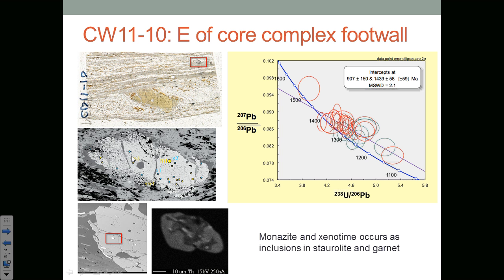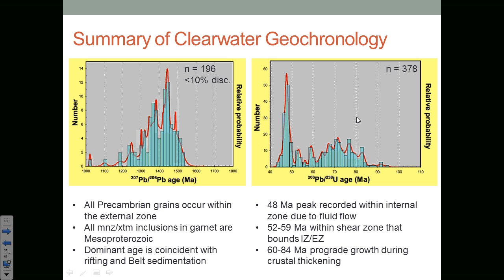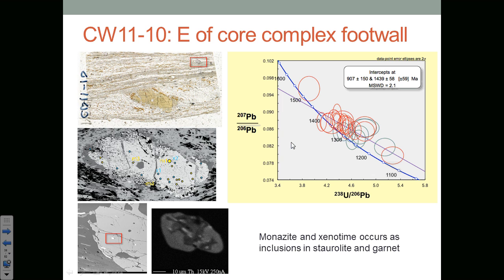If we go all the way to the east outside of the core complex, still in belt rocks, this is from a Wallace formation schist. We're at garnet staurolite grade. This is a large staurolite porphyroblast. When we get outside of the core complex on the east side, we lose all Cretaceous and only see Proterozoic. So in this case, these are inclusions inside a staurolite, and they are both monazite and xenotime, and they range in age from about, well, in here about 1.3 to 1.4.